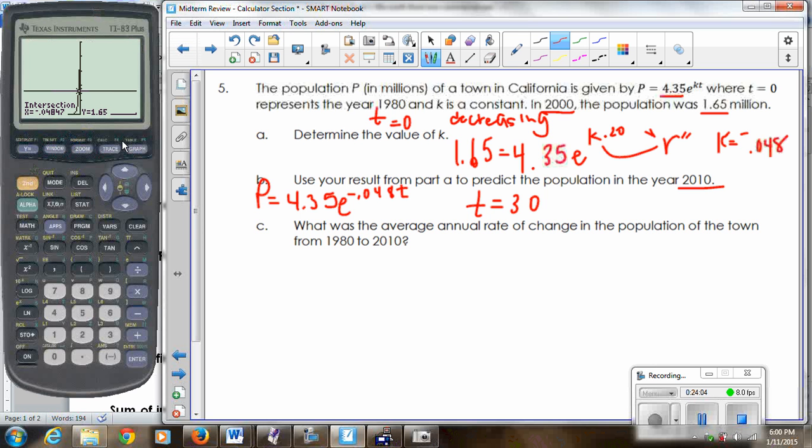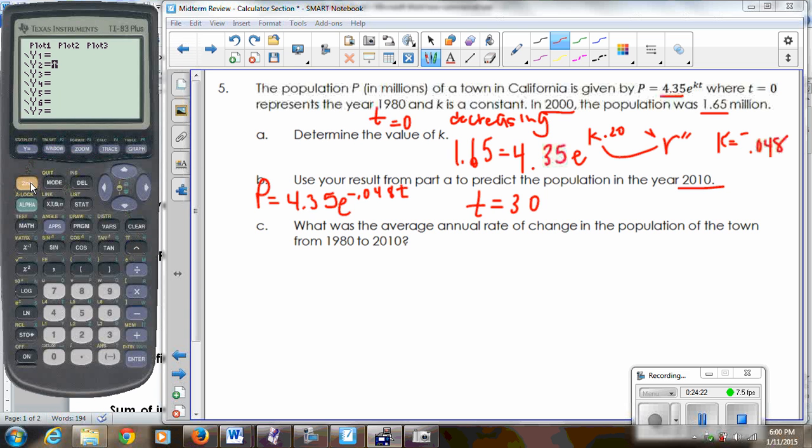So for example, if I go to second trace, I might be able to do this on here. Actually, I have to go back and plug the new equation in. Or actually, you know what, I can just do this on my home screen. There are a couple ways you can do it. But let's just go ahead and do this on the home screen.